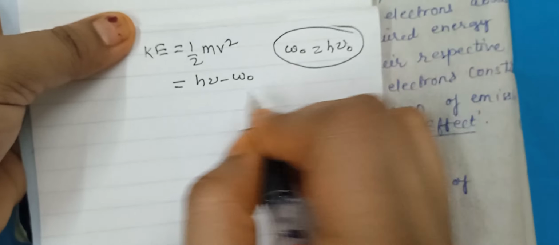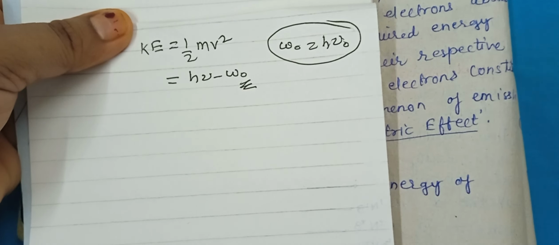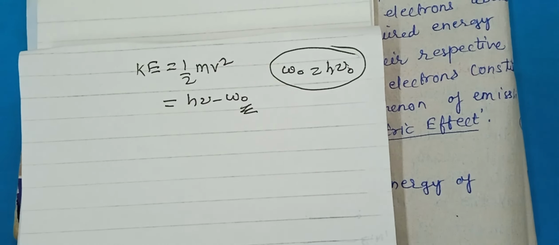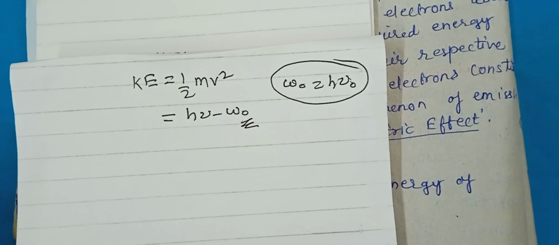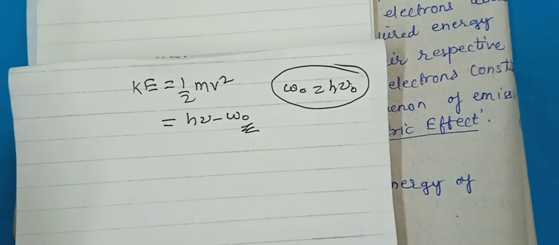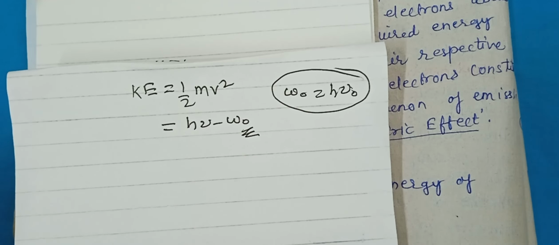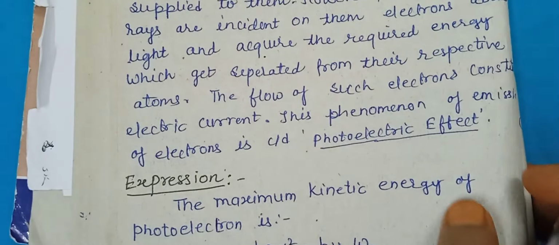What is omega 0? Omega 0 is the threshold frequency. What is the meaning of threshold? When something is about to start, we call that particular state the threshold. The level at which something starts to happen, we call the threshold. This is the threshold frequency.